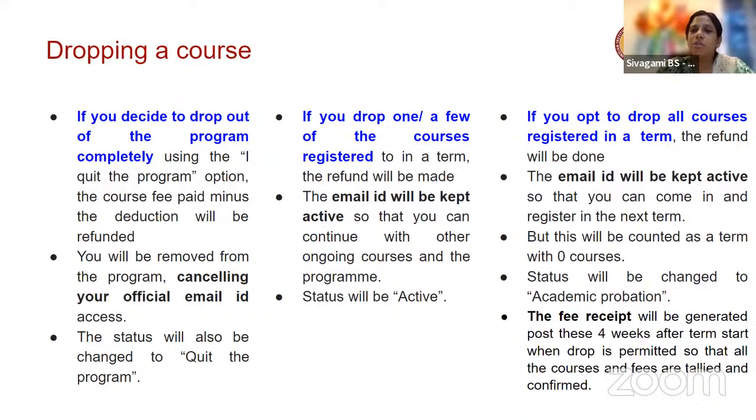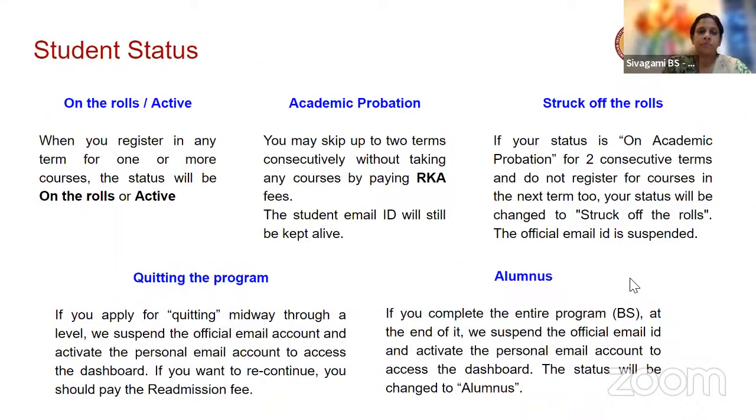And the third option is, suppose you opt to drop all courses registered in a term, the refund will be done. Suppose you have taken 3 courses and this term you want to drop all the courses, the refund will be done after the administrative charges deduction. Your email ID will be active because we always want you to come back and pursue the course. Okay. So you will be considered an active student when you have registered for courses and you're pursuing the courses. So what is this academic probation?